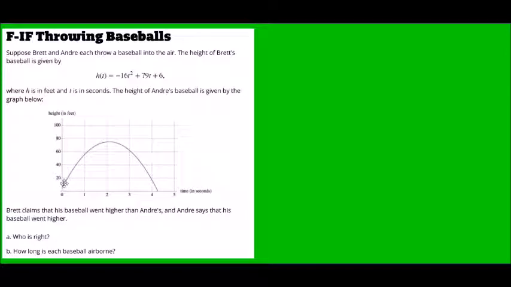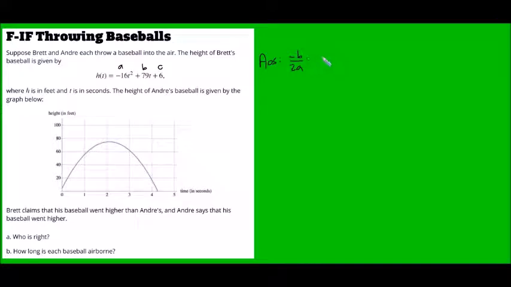So here's Andre. We see the height of his baseball at this turning point. So we need to find Brett's turning point. First thing we've got to do is find his AOS, and that calculation is negative b over 2a. Well, this tells us a is negative 16, b is 79, and c is positive 6.